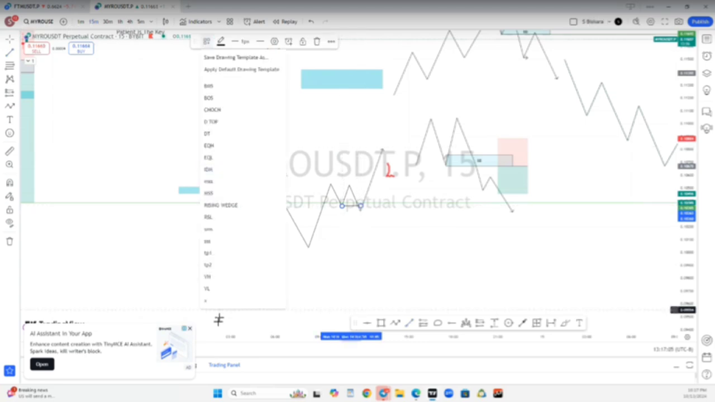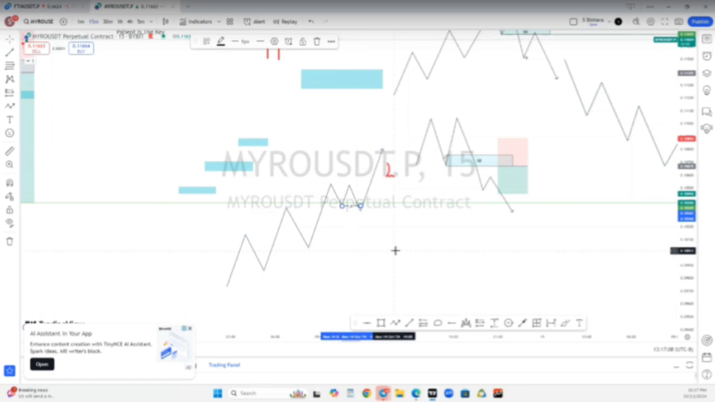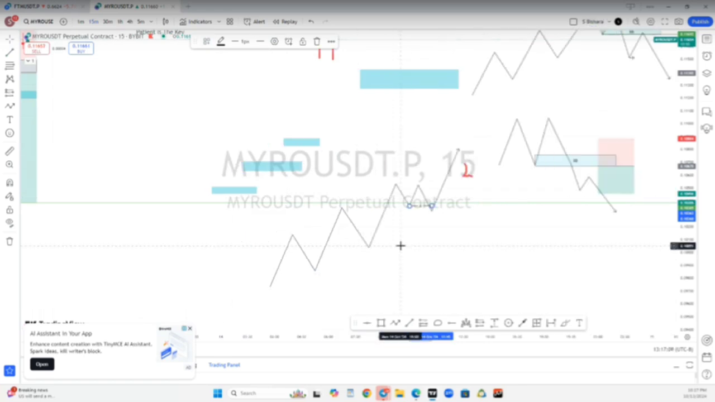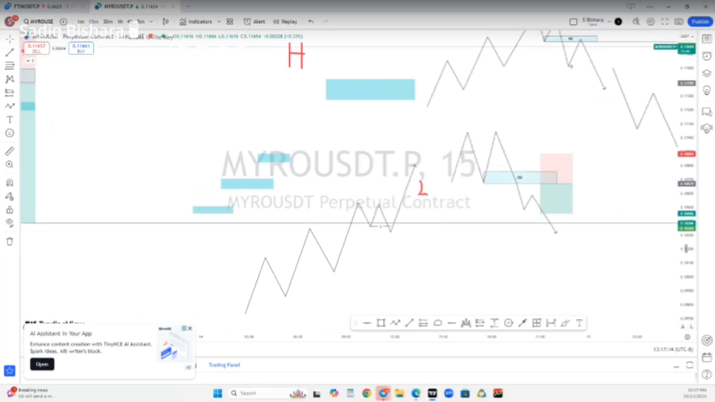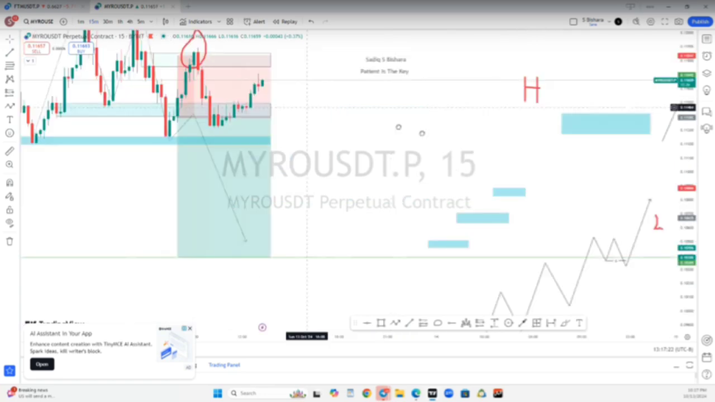And most of the liquidity fallbacks, you will see them usually form with the shadow of the candle. You will not see them with the body. Most of the time, you will see them with the shadow. Let us go to the live chart and find this liquidity fallback in order to understand it very well.